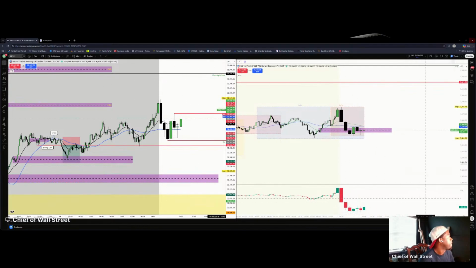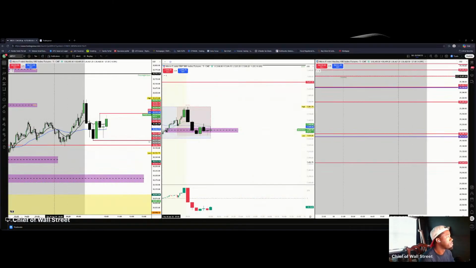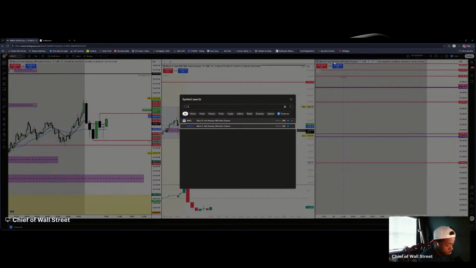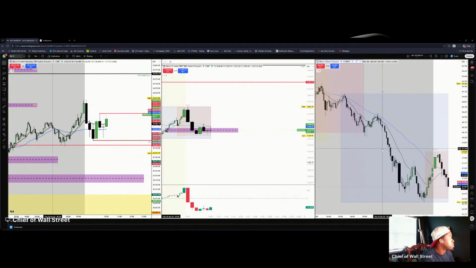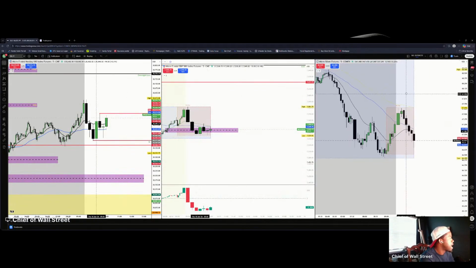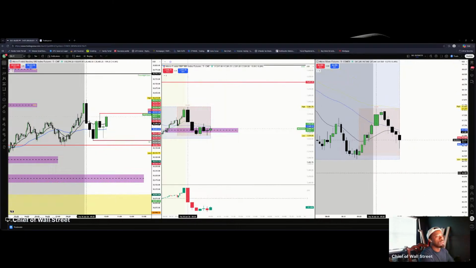Y'all, let's bring up 3 charts, because I do want to look at silver. That's what I really want to trade today. I've got a mean strategy for silver that I want to utilize. So we got MNQ to the left, MES in the middle, silver to the right.